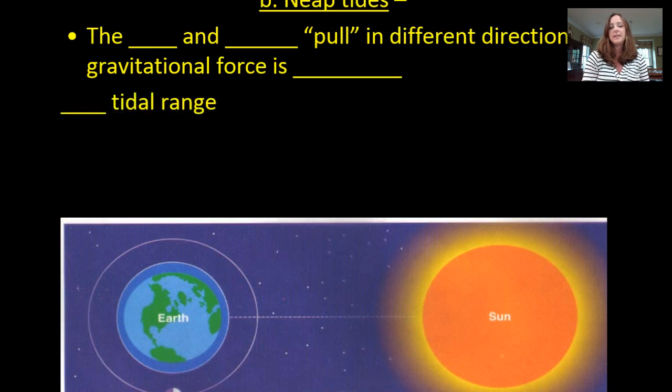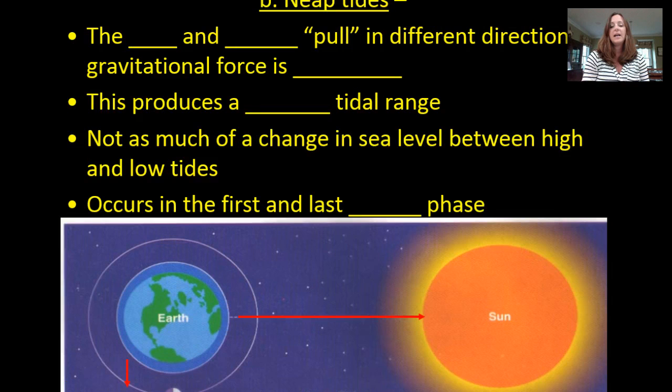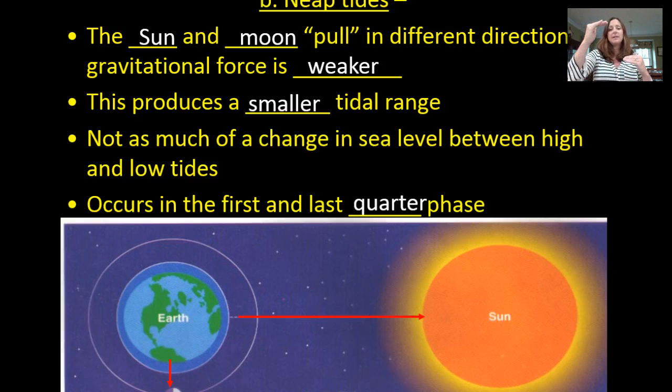Neap tides are opposite. In a neap tide, the moon and the sun pull in different directions. The gravitational force is much weaker, and it produces a smaller tidal range. That means the high tide does not get very high, and the low tide does not get very low. So there's a very small difference in the tidal levels during a neap tide. And if you look at the way the sun, the earth, and the moon are aligned in this picture, it's in the first quarter and last quarter phases.